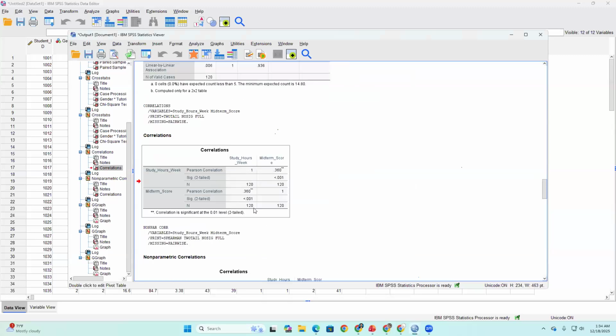Okay, let's come back to our correlation results. Now you see the p-value. What is your p-value now? Yes, the p-value is, no, it's not 0.01. It's 0.001, right? Is it statistically significant or not? Statistically, it's significant.